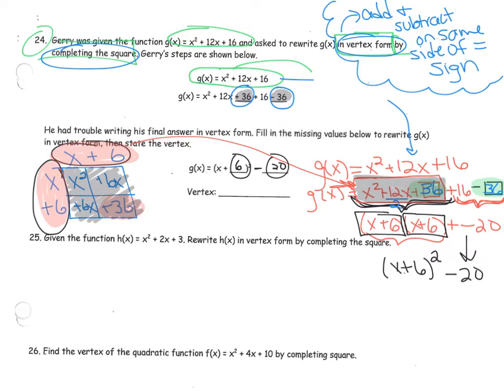So the vertex, remember, is the opposite of what's inside the parentheses. So that means we're going left by 6, and follow the sign when you're outside the parentheses, down by 20. So there's my vertex. I'll write that cleaner. Negative 6, negative 20. All right, let's do some more practice here.